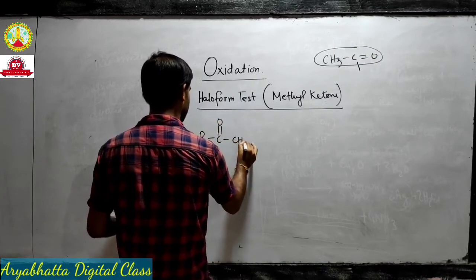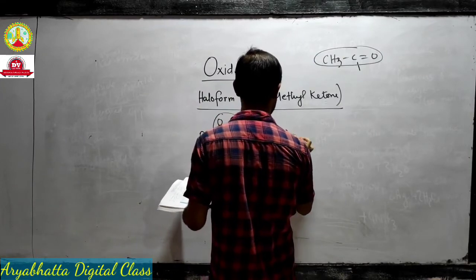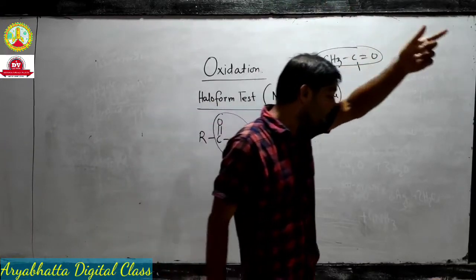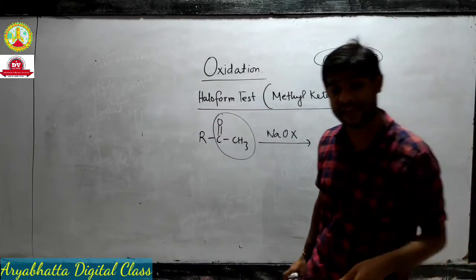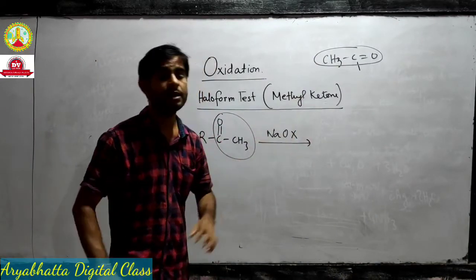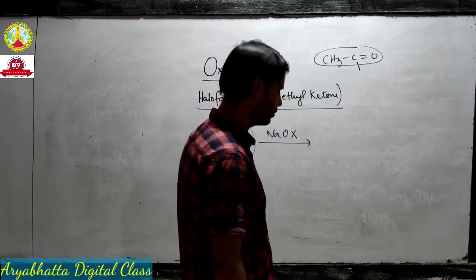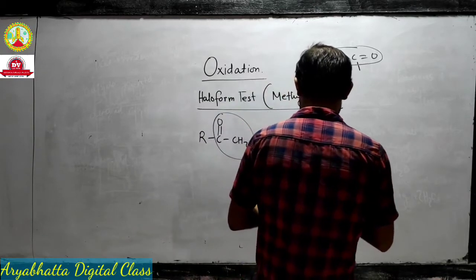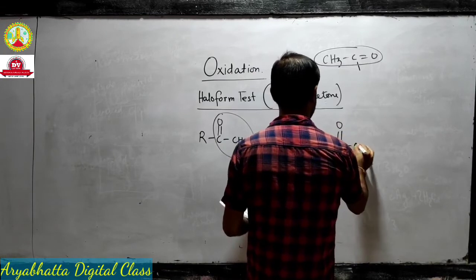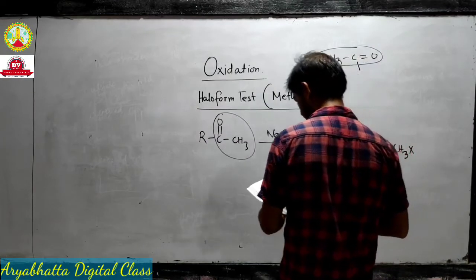And how will we perform this? If you take a compound that contains this methyl ketone, and treat it with sodium hypohalite, NaOX. If it were NaX, we would call it sodium halide, sodium chloride, sodium bromide. But since it is NaOX, we call it sodium hypohalite. It will oxidize the first part and give us CHX3.